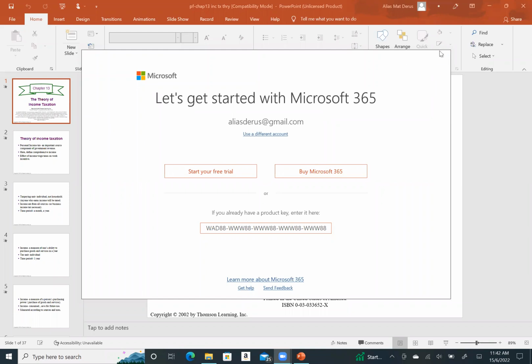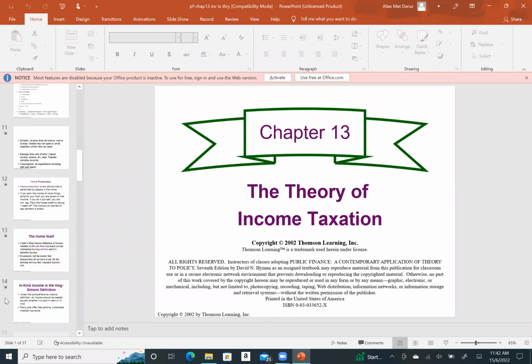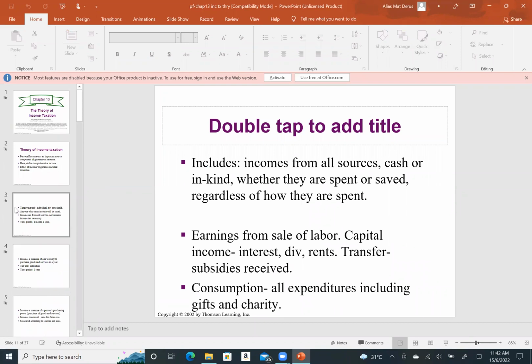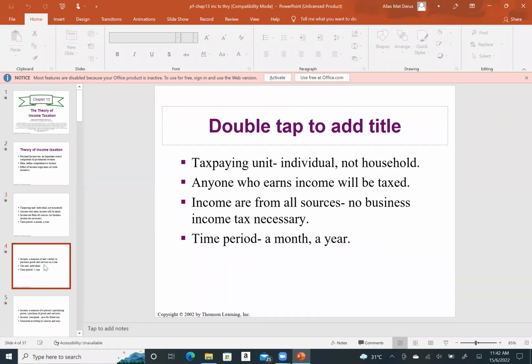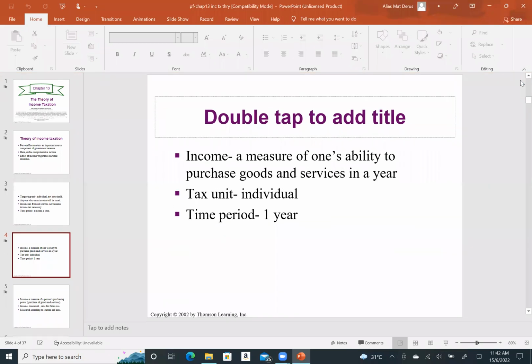Okay. All right. So income, as we mentioned last class, is a measure of ability to pay. Ability to purchase goods. That means ability to pay. So the more income that we have, we are more able to buy things or to consume things. So it's a measure of what? It's a measure of ability to pay.